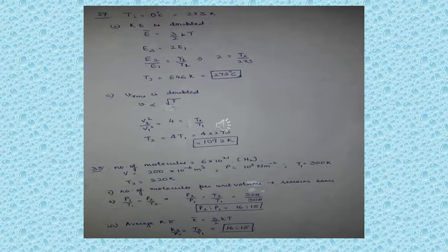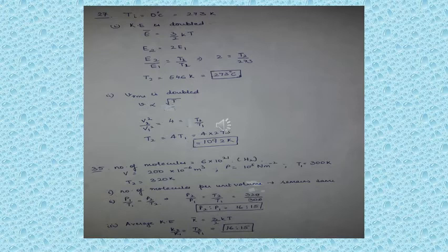Now the kinetic energy is doubled, so let us take E1 as the initial kinetic energy. The new kinetic energy will be 2 times E1. Energy is directly proportional to temperature, so E2 upon E1 will be equal to T2 divided by T1, and therefore the value of T2 comes out as 546 Kelvin, which is 273 degrees Celsius.